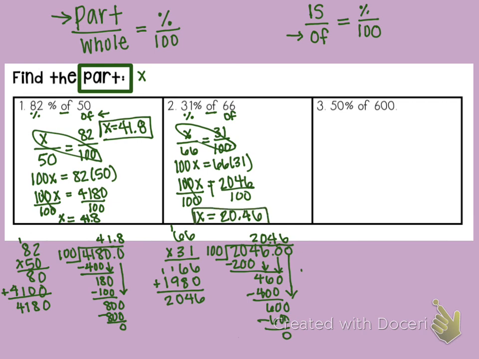Okay, I want you to set up number 3 and solve it on your own. So you're going to set up your proportion and you're going to solve it, and then you are going to press play when you have finished. Okay, so just to spot check, you should have 100x equals 50 times 600. Go ahead and press pause and continue doing your multiplication and your division.